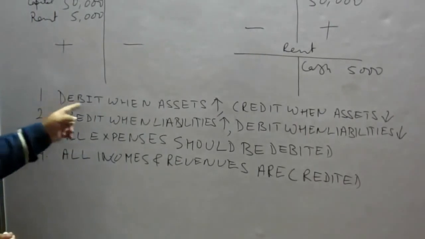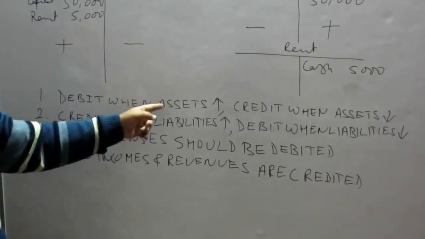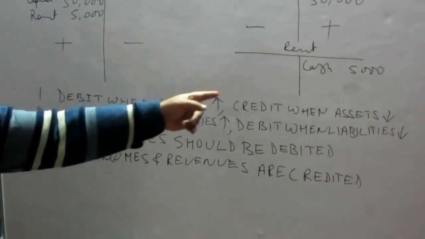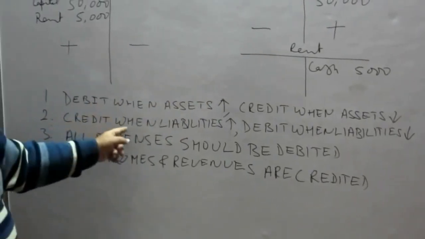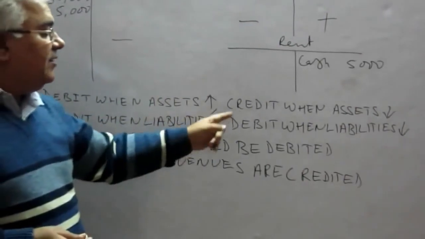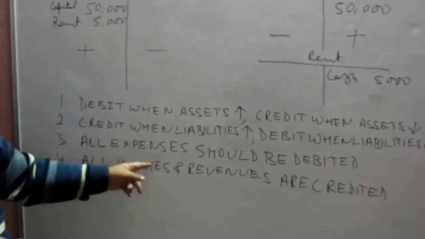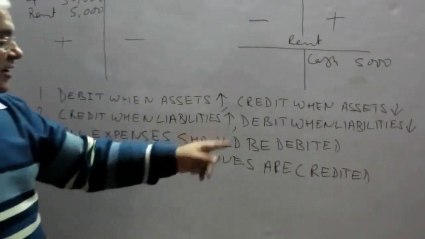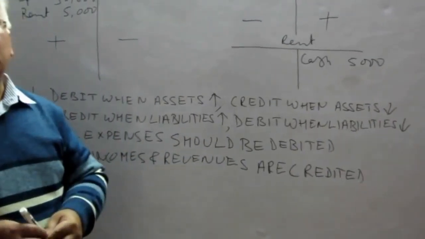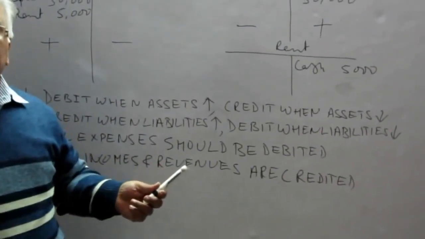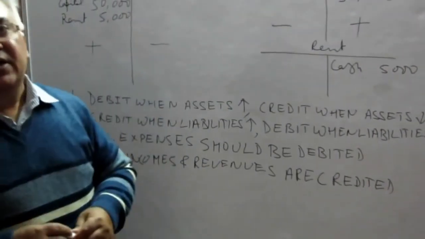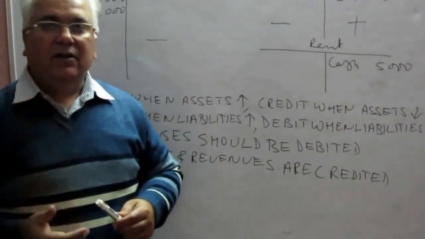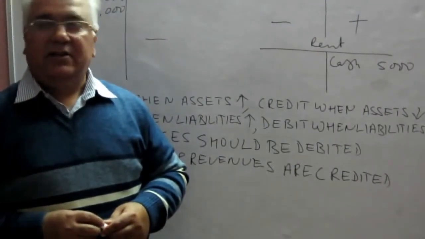So the rules are: debit when assets increase, credit when assets decrease. And rule 2, credit when liabilities increase, debit when liabilities decrease. All expenses are debited. All incomes and revenues are credited. So these are the four rules by which we can write every journal entry. And in my next lecture, I will tell you how to write all the journal entries. Thank you.